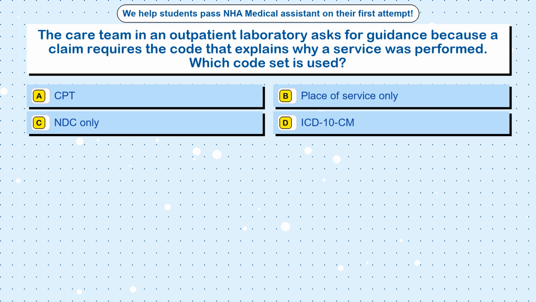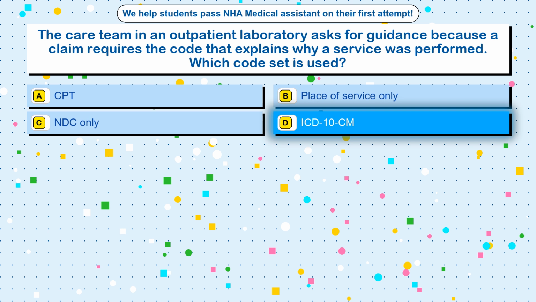Question 27. The care team in an outpatient laboratory asks for guidance because a claim requires the code that explains why a service was performed. Which code set is used? Option A. CPT. Option B. Place of service only. Option C. NDC only. Option D. ICD-10-CM. The correct answer is option D.